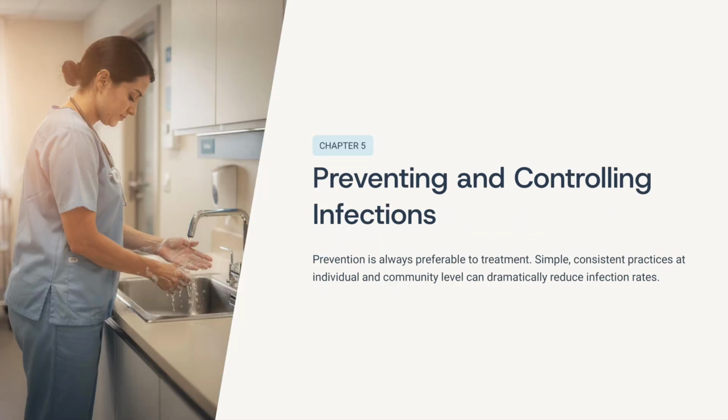Prevention is always preferable to treatment, and simple, consistent practices at individual and community levels can dramatically reduce infection rates. This chapter introduces the practical measures we'll cover next, from hand washing and respiratory etiquette to PPE and environmental controls.